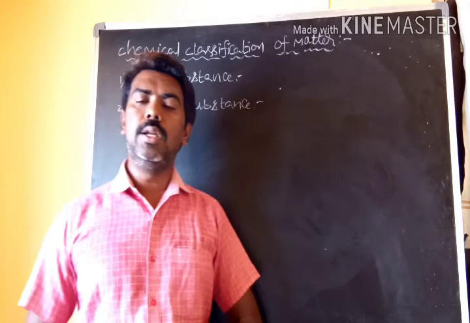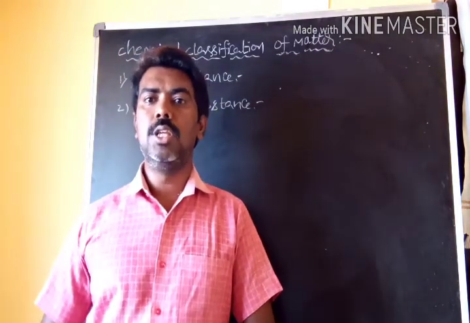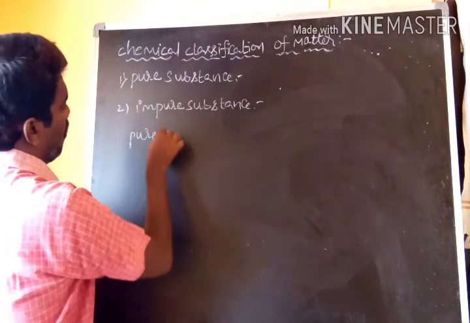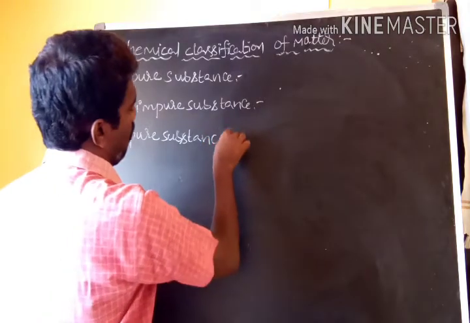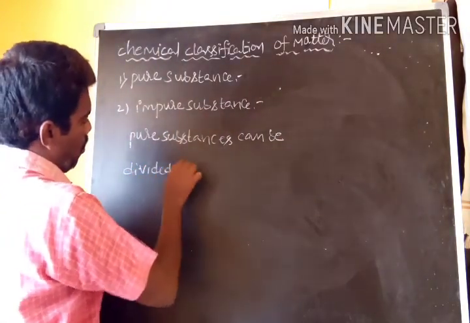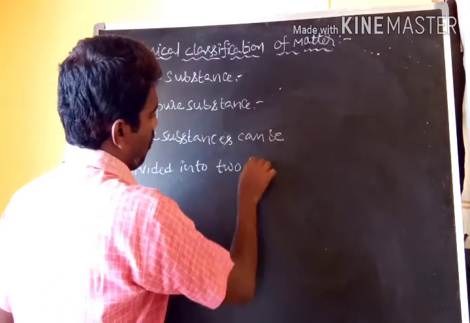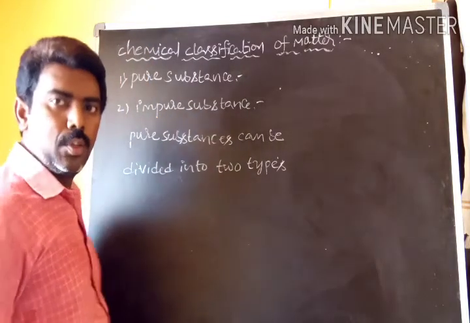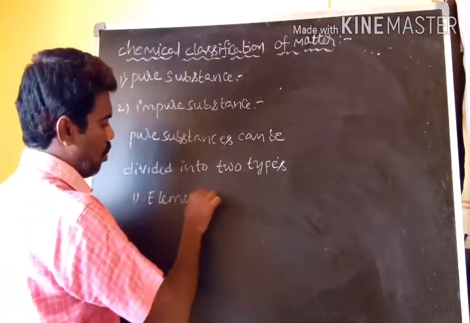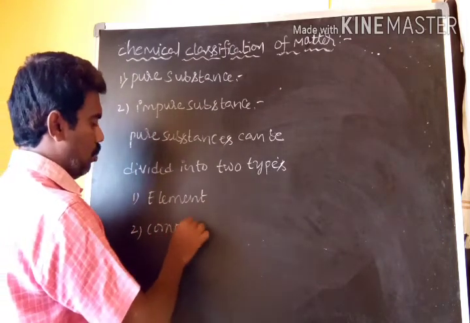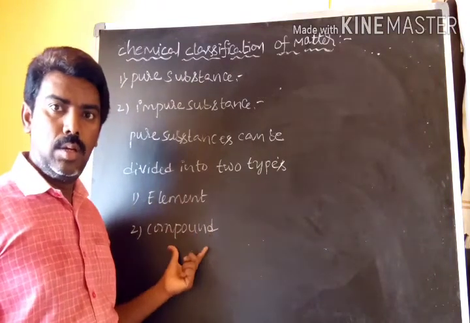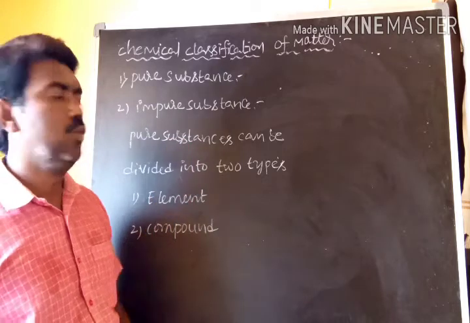Again, the pure substances are divided into two types. One is an element, another one is a compound. The pure substances can be divided into two types: element and compound. So these two come under the examples of pure substances.